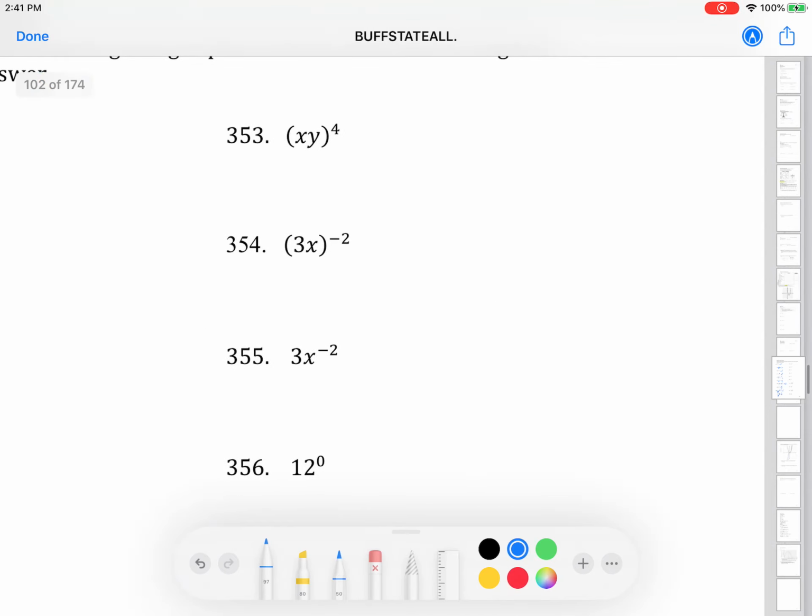All right, let's move on up here to the top, 353. So this one, again, it's kind of not technically a rule. It's just knowing what's raised to the 4th power. The x and the y are both in the parentheses, so they're both being raised to the 4th. I get x to the 4th, y to the 4th.